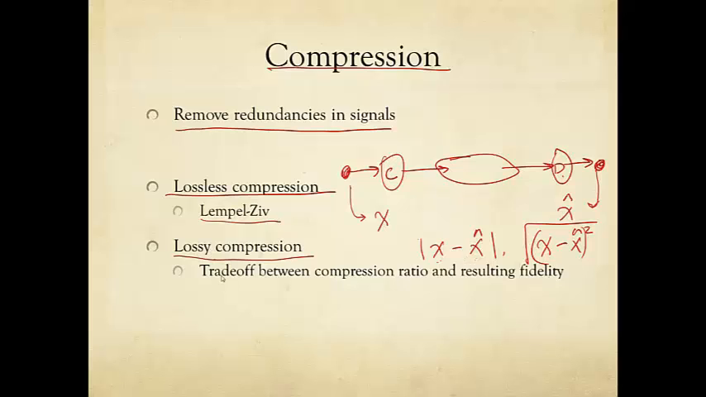In lossy compression, therefore, there's no free lunch. There's a trade-off between compression ratio, that is, how much you reduce the bit rate, and the resulting fidelity. For example, I can give a compression of 100. I can take 100 bits per second down to 1 bit per second, but the resulting fidelity might suffer. And if I make this compression ratio less aggressive, say 10, then the resulting fidelity might be better.